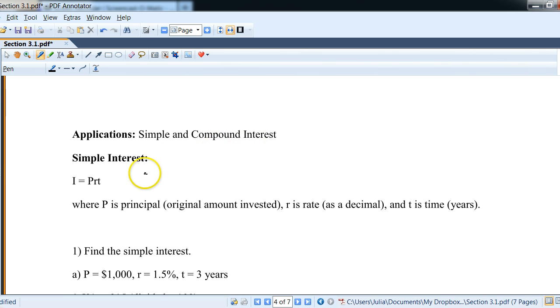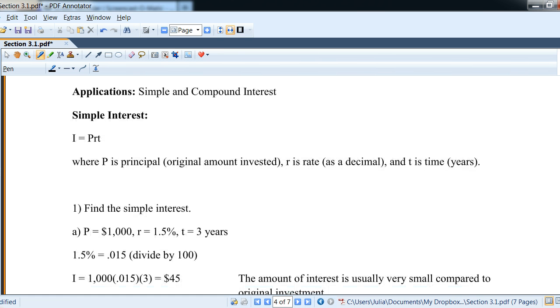So in this section, for now, since we haven't learned logarithms yet, we'll just explore simple and compound interest. Simple interest, here we're given an equation. It's just, well, it's simple, pretty much. I equals P times R times T. So P stands for principal, or the original amount invested. R is the rate, but usually it's given as a percentage, but you have to turn it to the decimal, divided by 100. And T is usually time in years. So note how it does just give you the interest.